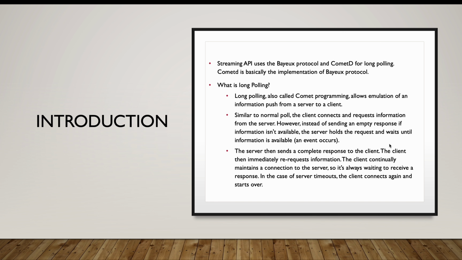So basically streaming API is to check continuously on a specific thing, right? The client continuously maintains a connection to the server, so it's always waiting to receive a response. In case of server timeouts, the client connects again and starts over. Short polling is not an optimized approach. So that is why we go forward to long polling.